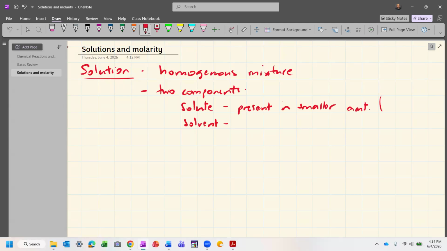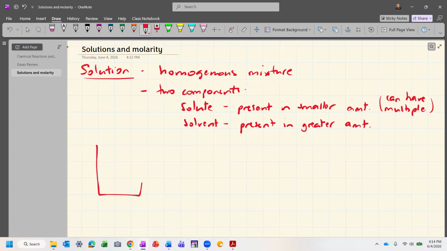Okay, and you can have multiple solutes. And the solvent then is present in greater amount. And there's only one solvent in a solution.